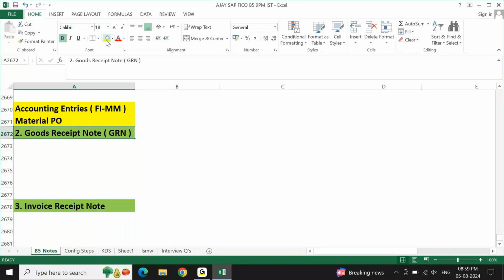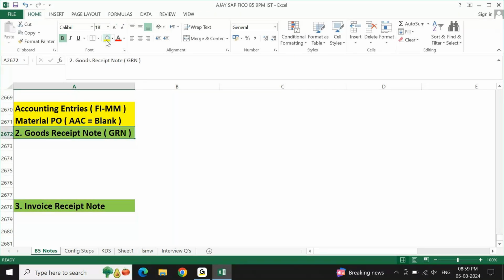At this stage, if your purchase order is a material purchase order, I am going to write AAC is equal to blank. When I say AAC, account assignment category. AAC is nothing but account assignment category is equal to blank. Okay.